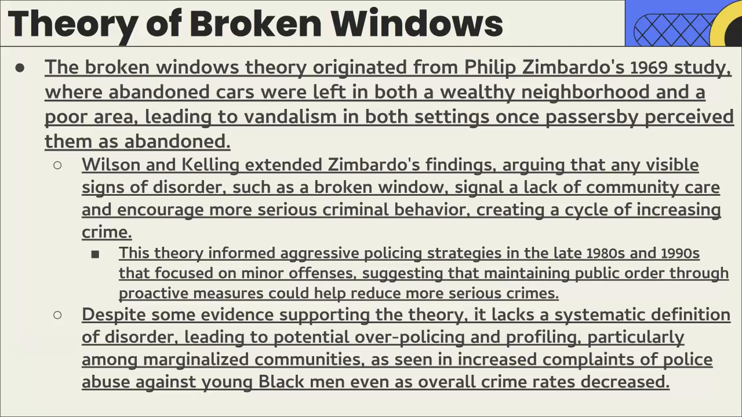Without a clear definition of disorder, police can interpret nearly anything as a sign of trouble and see anyone as a potential criminal. Even though crime rates dropped in the 1990s, complaints of police abuse and harassment, especially from young urban Black men who fit the criminal profile, so to speak, have increased.